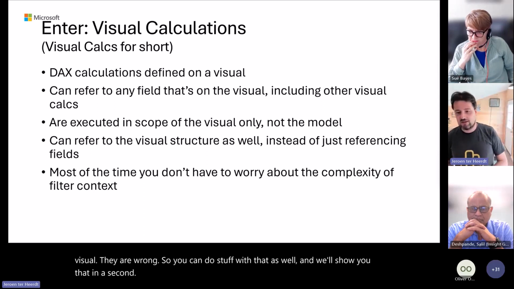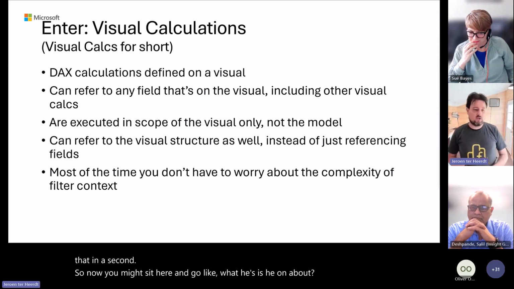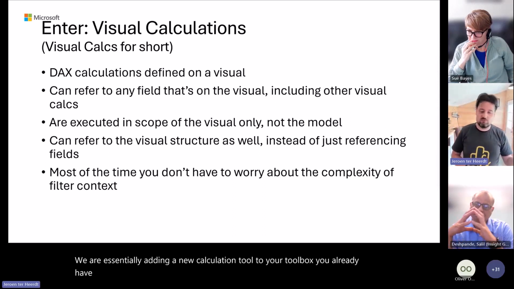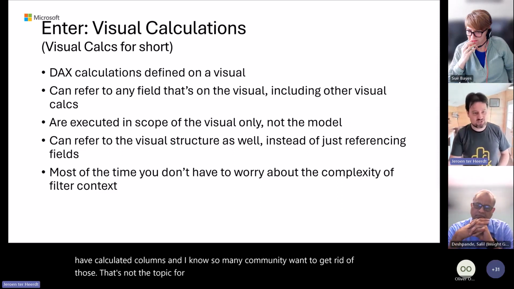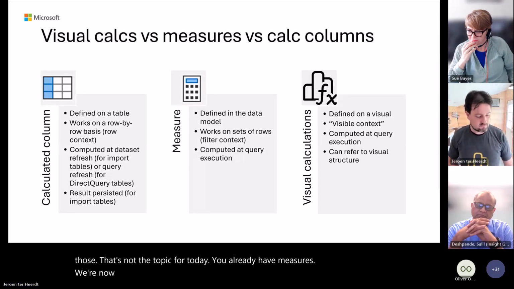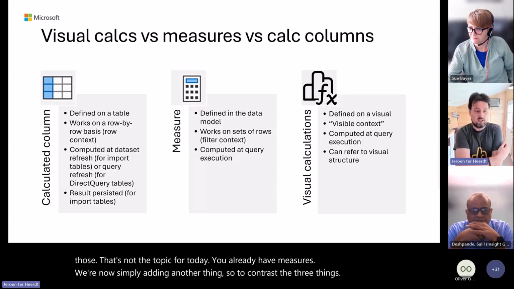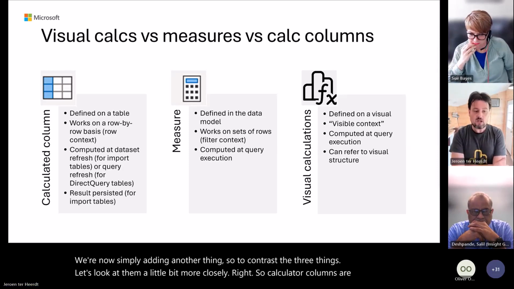So now you might sit here and go like, what is he on about? Well, we are essentially adding a new calculation tool to our toolbox. You already had calculated columns, and I know some in the community want to get rid of those. That's not the topic for today. You already had measures. We're now simply adding another thing. So to contrast the three things, let's look at them a little bit more closely, right? So calculated columns are defined on a table.